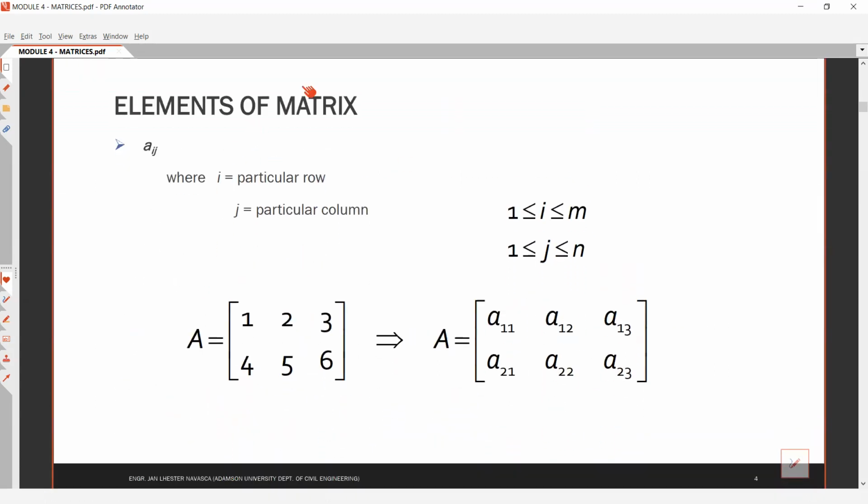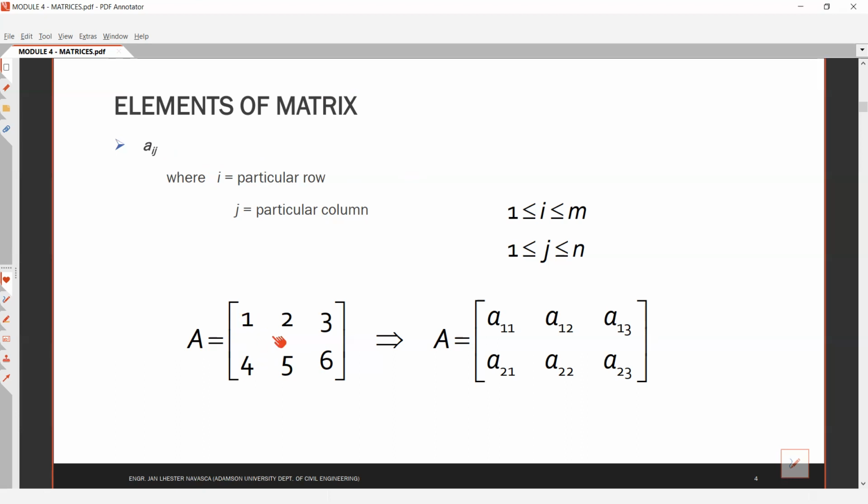Okay. So, the elements of the matrix are called Aij. Denoted siya as Aij where i is a particular row and j is a particular column. Okay. Sige. So, Aij is ito yung element ng matrix natin. Yung element ng matrix natin is denoted as Aij, where i is a particular row and j is the particular column.